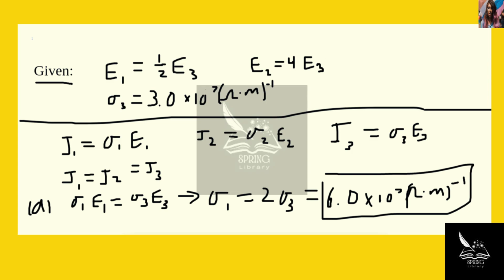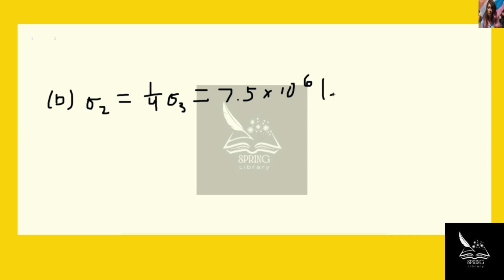Now, doing the exact same thing for part B, using the fact that E2 is 4 times E3. We'll start a new page here. Sigma 2 then must be 1/4 sigma 3. Oops. So plugging in our value for sigma 3, this comes out to be 7.5 times 10 to the 6 inverse ohms meter. We can box that in as a solution to part B.